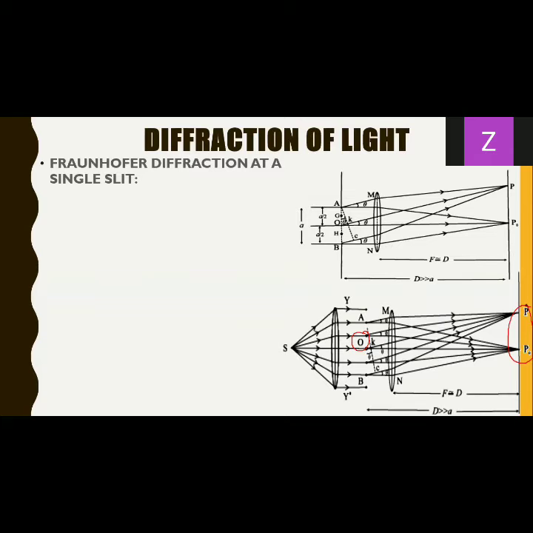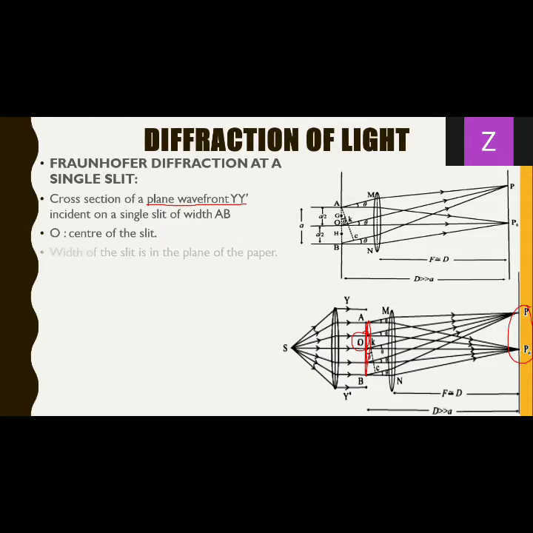So in case of a plane wavefront, I told you this YY dash is not a lens, but a plane wavefront which is incident on, let's say, a slit. The slit is of width AB. This whole thing is now our element. Let's assume that this point O is the center of that particular slit, and the width of the slit is in the plane of the paper. So you can imagine it in 3D.